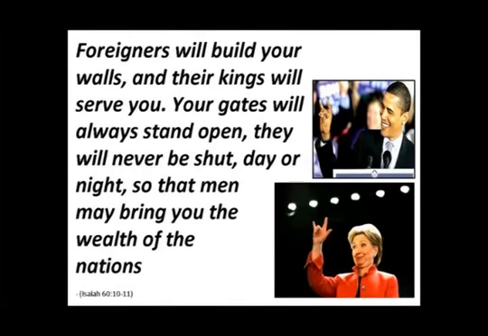Isaiah 60. Foreigners will build your walls, and their kings will serve you. Your gates will always stand open. They will never be shut, day or night, so that men may bring you the wealth of the nations. This is Akhenaten's new kingdom. This is the New World Order. This is the new Israel, the new Zion. What was lost in ages past, in the old world disorder, will be rebuilt again in the New World Order.